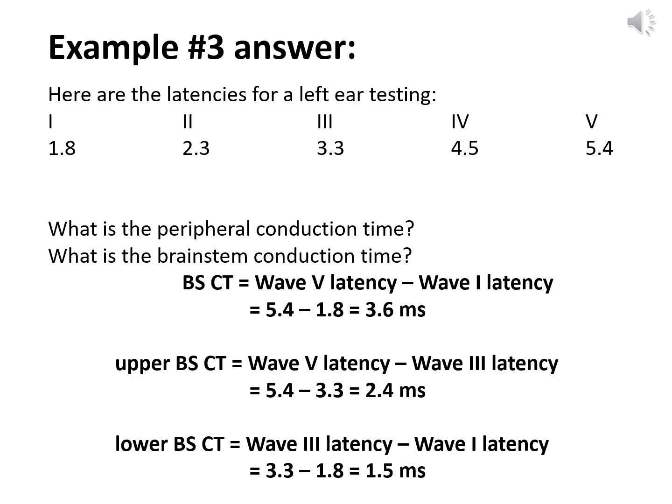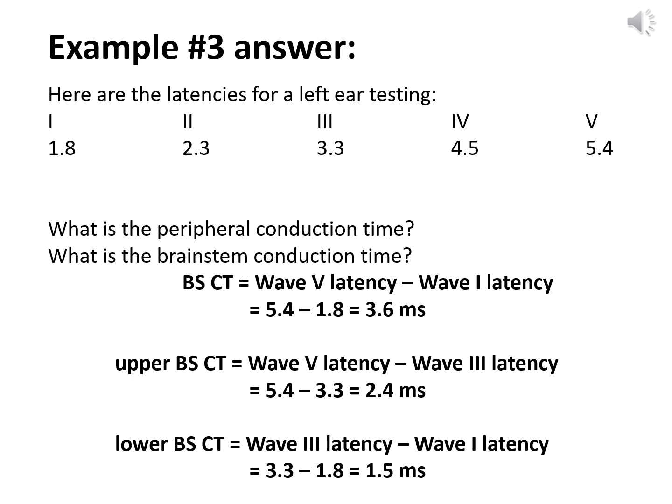The second part of the question asks about brainstem conduction time. We know that the brainstem auditory evoked potential is encompassed entirely within the brainstem, so all of the waveforms are generated within the brainstem. If we're looking at the conduction time for the entire brainstem, then it's the latency of wave 5 minus the latency of wave 1, which in this case is 5.4 minus 1.8, giving a brainstem conduction time between wave 1 to 5 of 3.6 milliseconds.